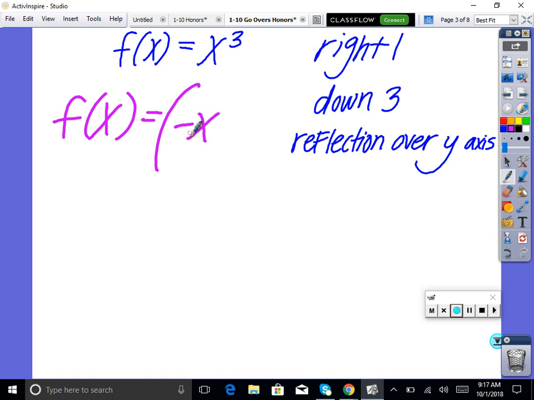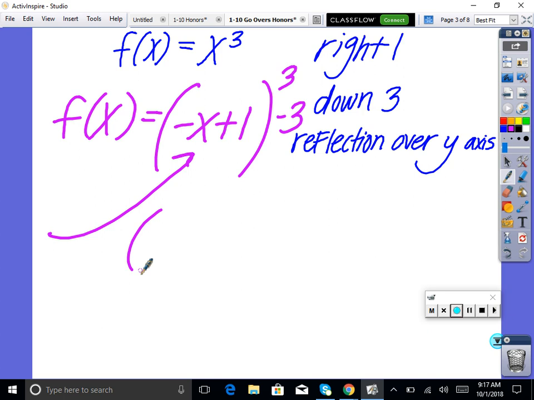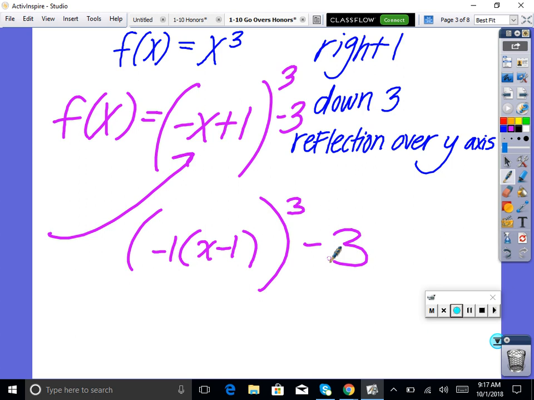Negative x plus 1, we're saying, cube minus 3. Now careful, check. If we did that, then that would be -1 factored out x minus 1 and then cubed minus 3. Now check, did you do it right? Reflection over the y-axis, check. Right 1, check. Down 3, check. You guys see how that works? We did it right. Awesome.